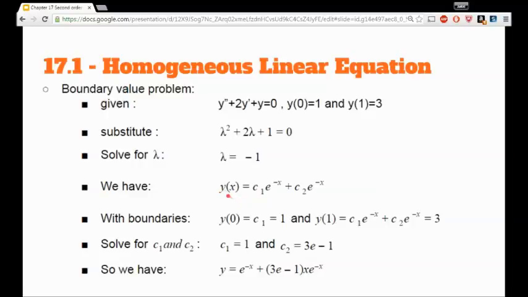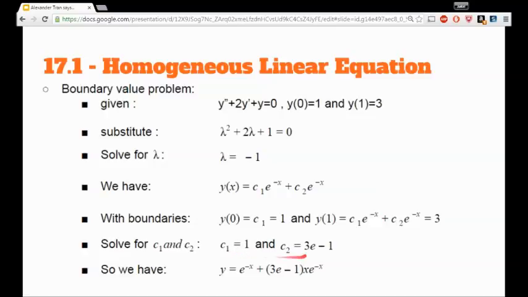So we have this equation where y of x is equal to c1 e to the power of negative x plus c2 x e to the power of negative x. Notice that the lambdas are the same. So with the boundary conditions, we get y(0) equal to c1 equal to 1, and y(1) equal to c1 e to the power of negative x plus c2 e to the power of negative x equal to 3. By solving the system of equations, we get c1 equal to 1 and c2 equal to 3e minus 1.